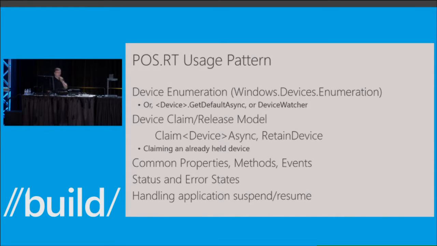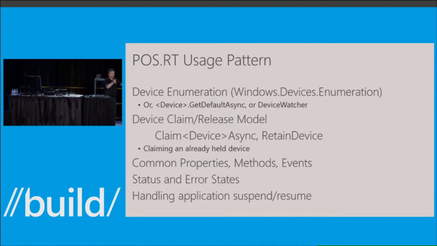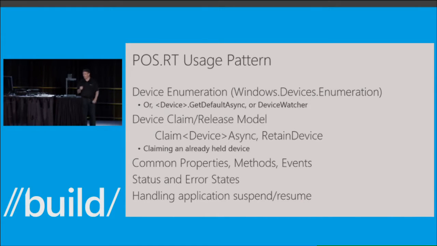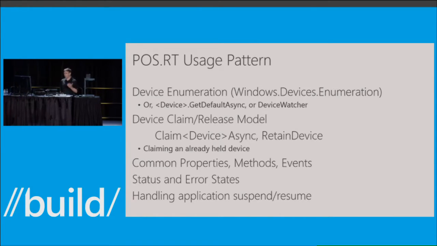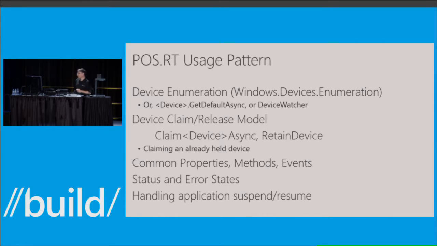I think most developers are probably going to be using GetDefaultAsync because for many of the classes of device, like a small ruggedized tablet with a built-in scanner and a built-in magstripe reader, you would only expect to find one of these devices built into the device, right? So in many cases, calling scanner or magnetic stripe reader dot GetDefaultAsync is probably going to be what you're going to be doing most of the time.